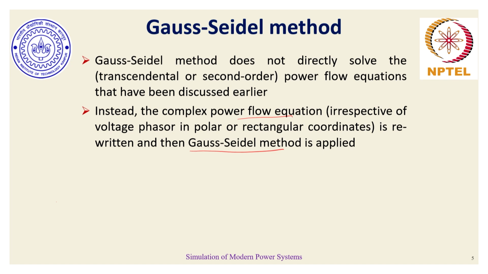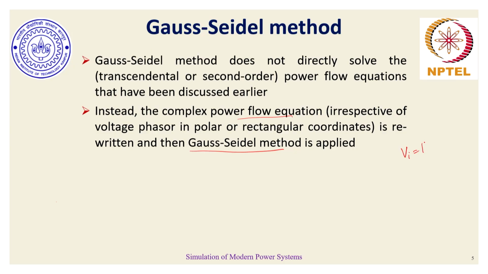So irrespective of whether the complex power flow equation has voltage in polar coordinates or rectangular coordinates, Gauss-Seidel method doesn't exclusively find the voltage magnitude or phase angle, or the real and imaginary part of voltage. What it actually finds is the voltage phasor directly, which is, I would say, V_i, which is V_i magnitude and phase angle, or e_i plus j f_i, where j is root over of -1.